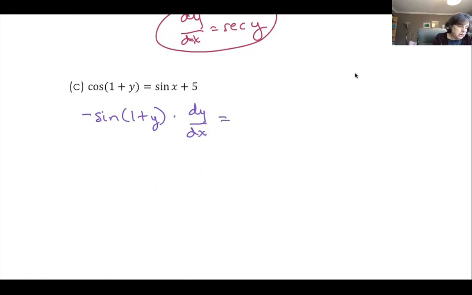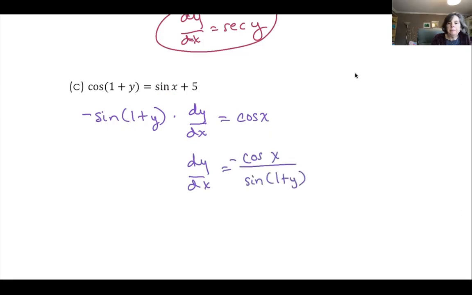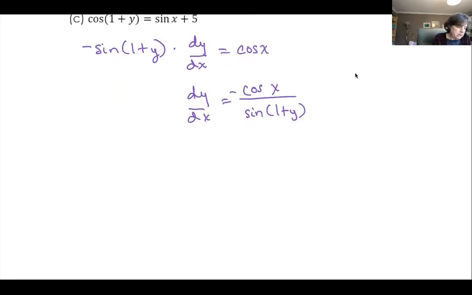Equals, all right, now I need to take the derivative of sine of x. Oh, well, that's just cosine x, I know that. And the derivative of 5 is 0. So dy dx equals cosine of x divided by the sine of 1 plus y.